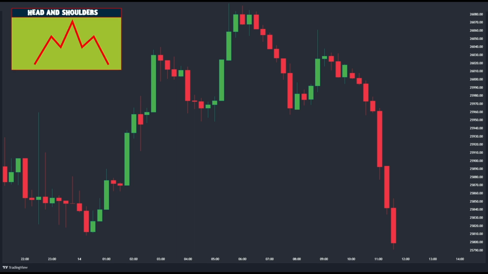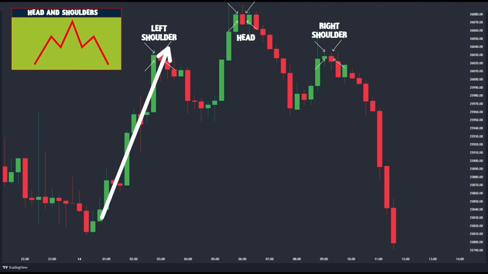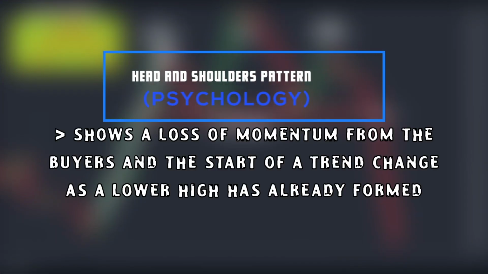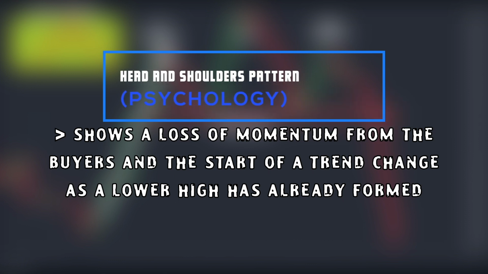So the head and shoulders pattern starts with the market moving uptrend, left shoulder, the head at the swing high, and then the right shoulder at the lower high. The swing lows here make a neckline or a support level. From a price action standpoint, it shows a loss of momentum from the buyers and the start of a trend change as a lower high has already formed.